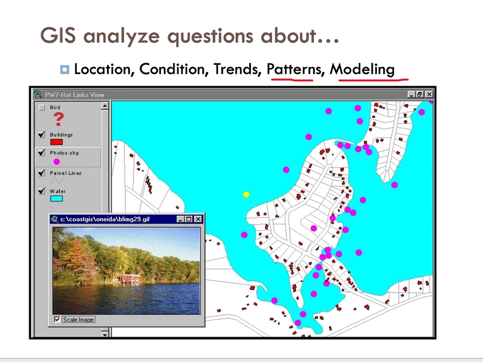Exercise questions about 5 main themes. We have location, condition, trends, patterns, and modeling. So for location, we're looking at where the data is located. For conditions, what type of condition is this particular data? What is the specific condition for it?